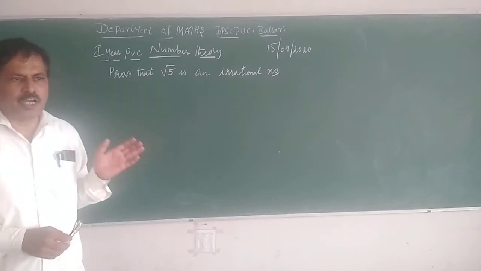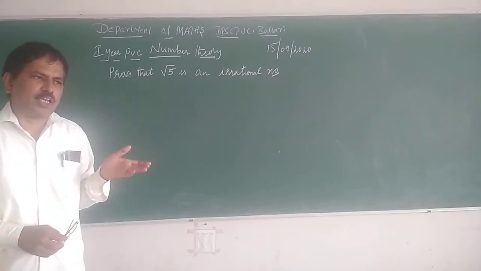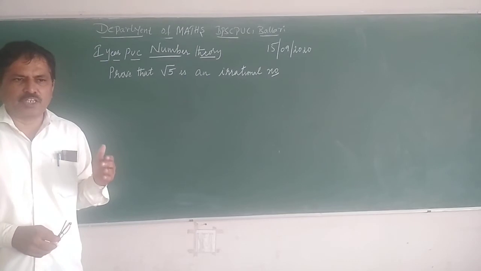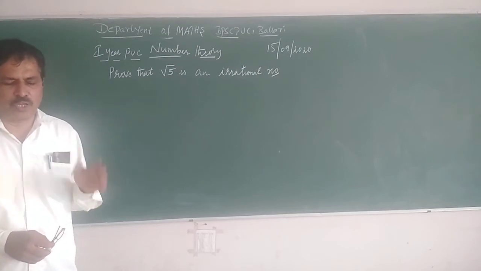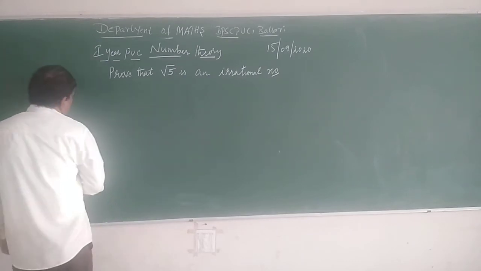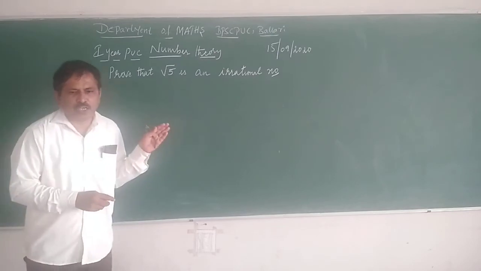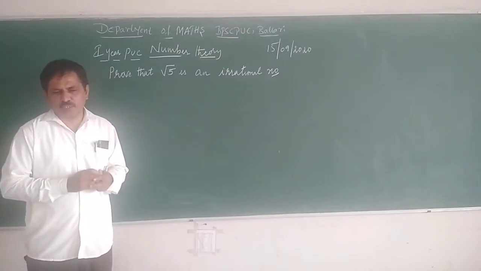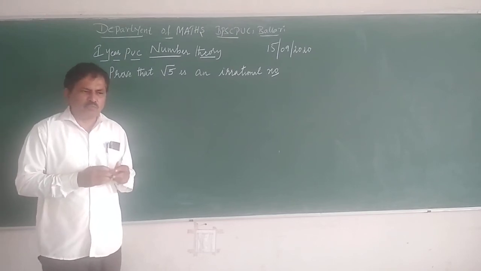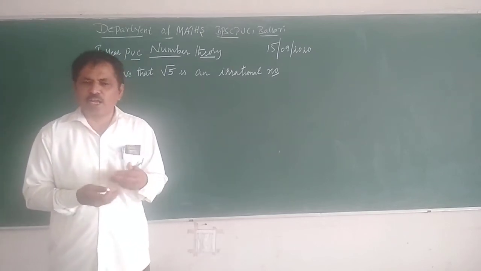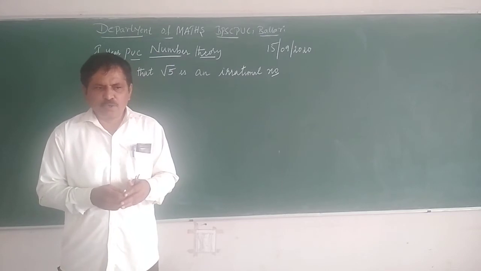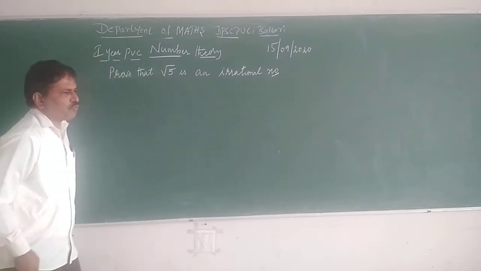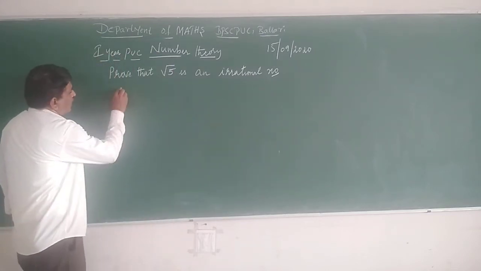Yesterday I explained in detail about that, so directly I will keep on writing the steps. Wherever it is necessary to explain, definitely I will explain. So what is the first step we have done? We have assumed that root 5 is a rational number. Our assumption may be right, may be wrong, we don't know. But now we will assume that root 5 is a rational number.